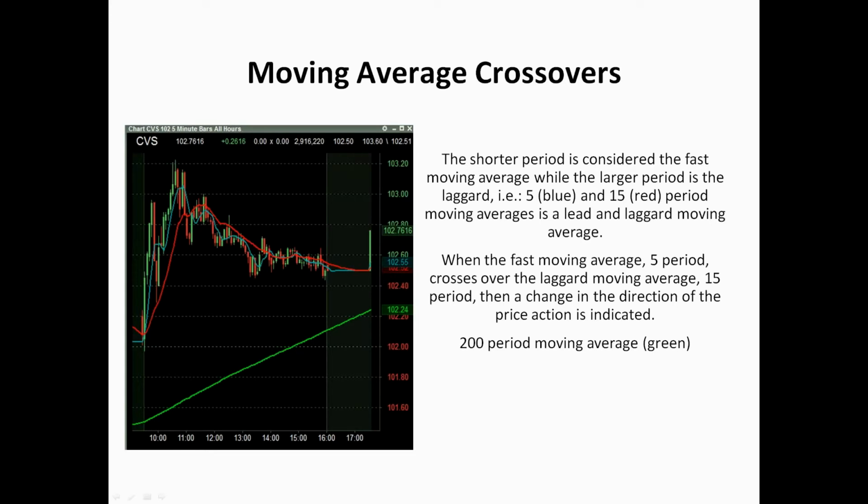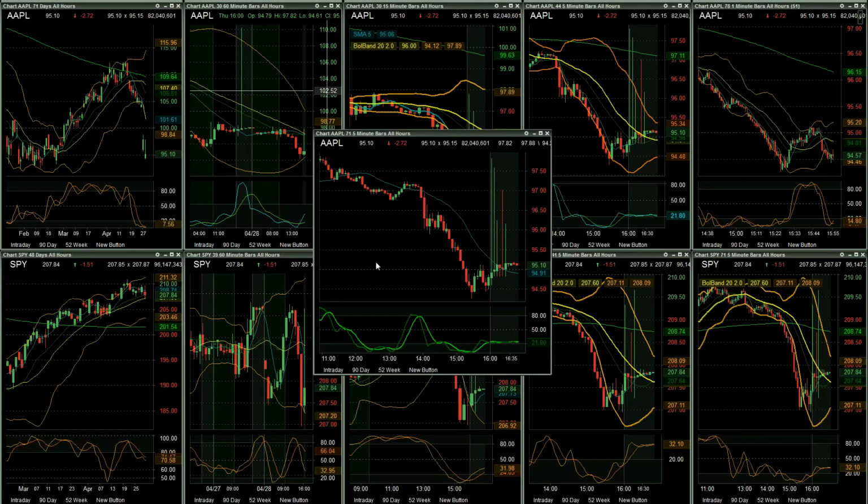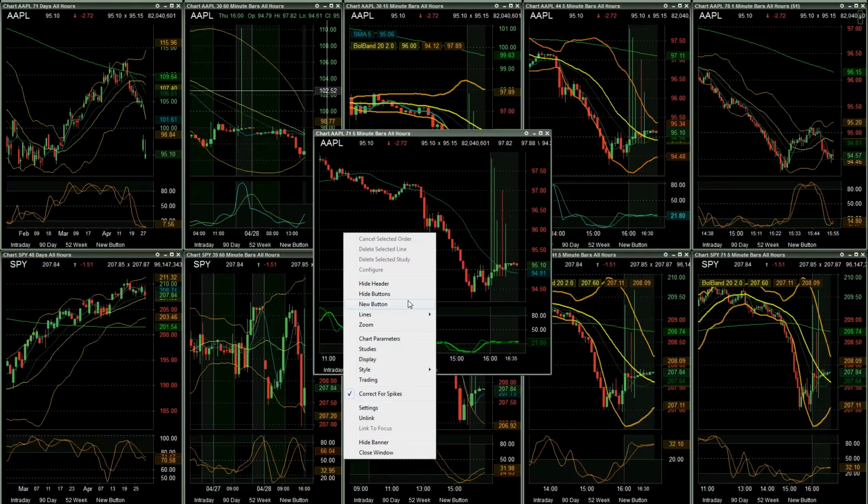How do I unlink all the charts from order and boxes? Okay, so what you do is you right click. It's very simple. Right click, unlink. You see that? Christopher Carter? You're most welcome.